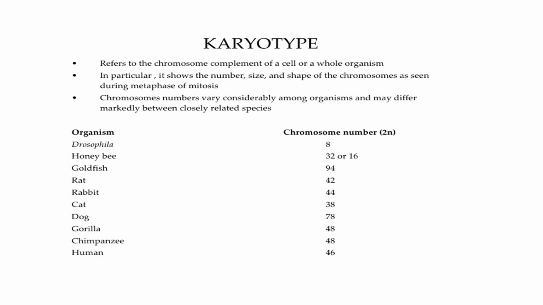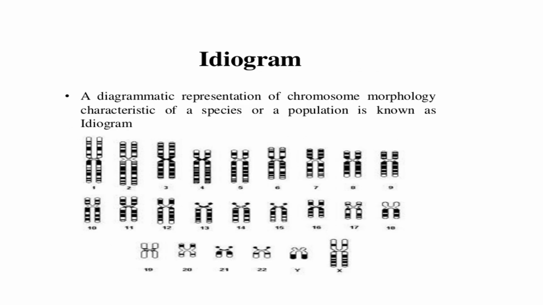human, that is Homo sapiens, 46 number of chromosomes. 2n double. Ideogram, a diagrammatic representation of the chromosome morphology characteristics of a species or a population, is known as the ideogram. Diagrammatic representation of the chromosomes. तो ये हम उसको लीनियर ऑर्डर्स में अरेंज किया है. क्रोमोसोम 1 2 3 4 5 6 7 8 9 up to 23 chromosomes. These two are the sex chromosomes, X or Y chromosome, and these 22 are the autosomes.